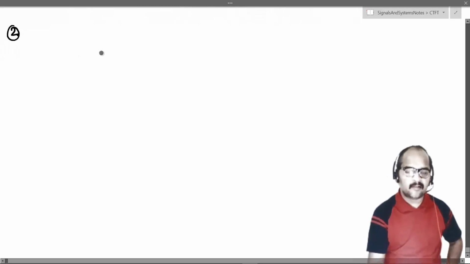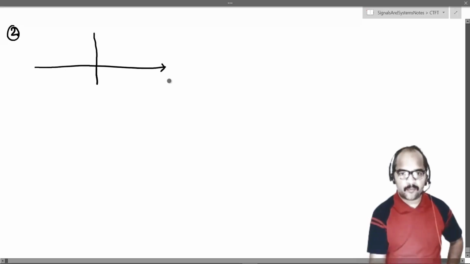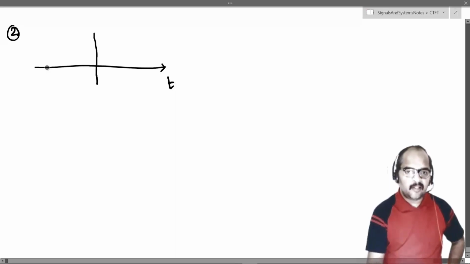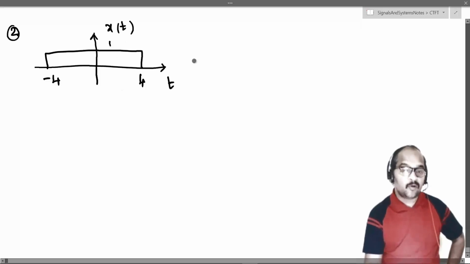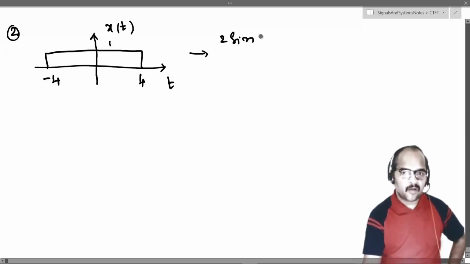Okay, so what is that? Find the Fourier transform of this signal. This one is a rectangular signal from -4 to +4 with amplitude 1. We want to find the Fourier transform of this signal. You already know this. So what should be the answer? You should get 2 sine 4 omega by omega as the answer.